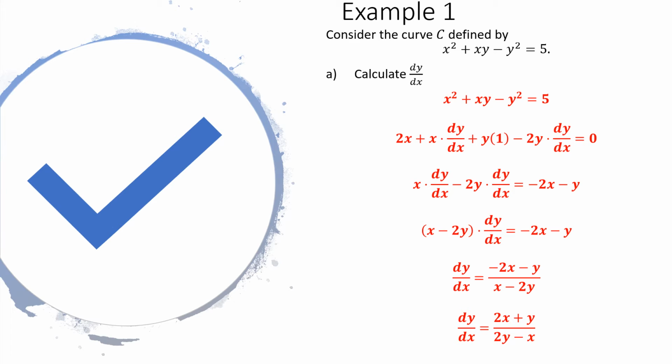Lastly, I'm going to divide by the x minus 2y to get dy dx by itself. And there I have my derivative. So dy dx equals negative 2x minus y all over x minus 2y. If you want to clean it up a little bit more, you can by factoring out a negative or really multiplying everything by a negative 1. And so you'd have dy dx equals 2x plus y over 2y minus x.